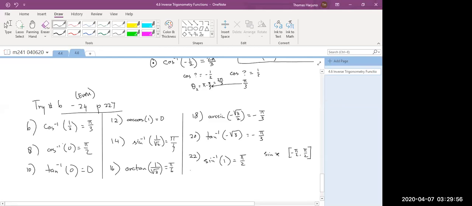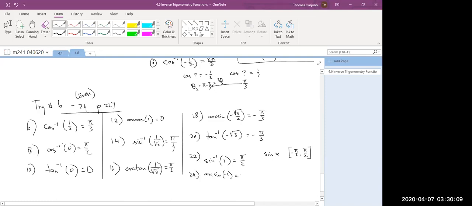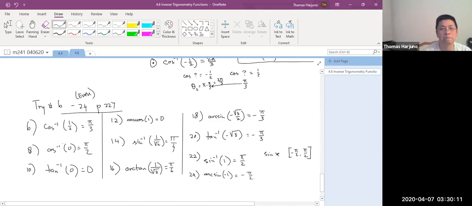Okay. And number 24, how about arc sine of negative 1? Negative pi over 2. That's good. Okay. Now, I would like you to do some problems from the book, this time using calculator.